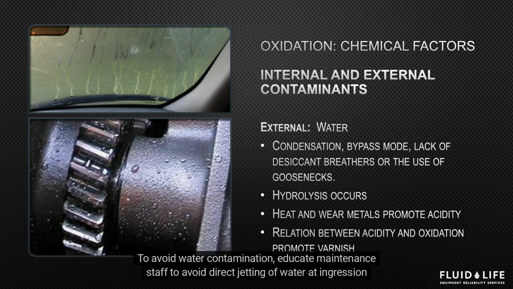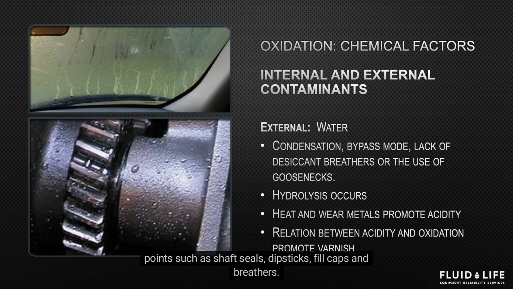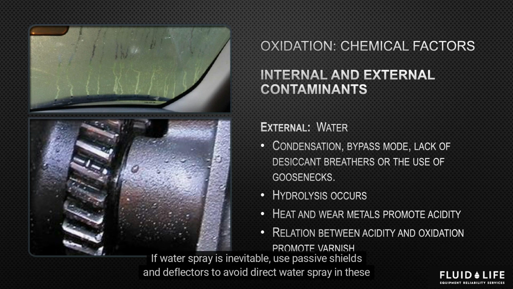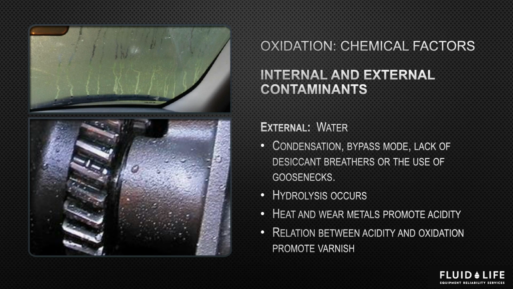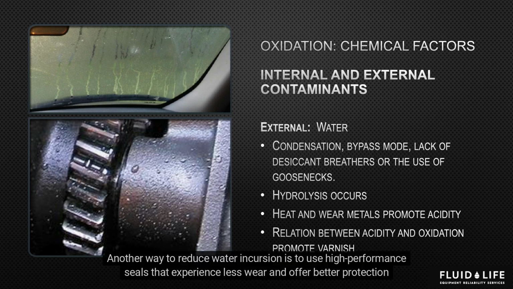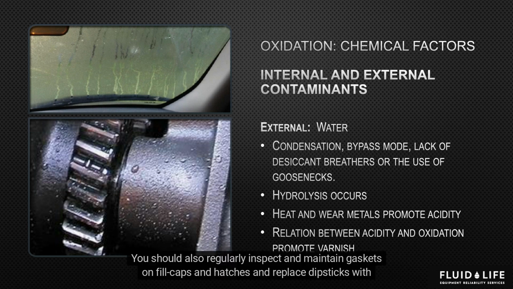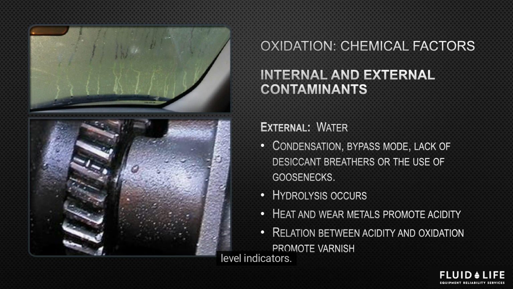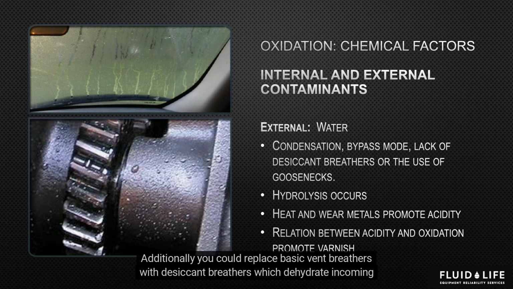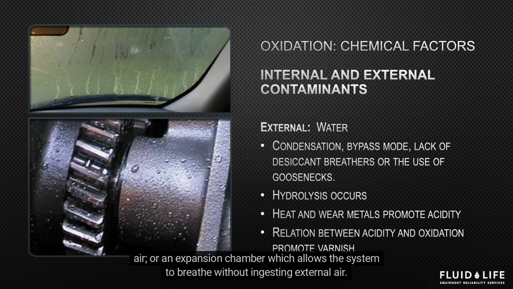To avoid water contamination, educate maintenance staff to avoid direct shedding of water at ingression points such as shaft seals, dipsticks, fill caps, and breathers. If water spray is inevitable, use passive shields and deflectors to avoid direct water spray in these areas. Another way to reduce water incursion is to use high-performance seals that experience less wear and offer better protection against contaminants. You should also regularly inspect and maintain gaskets on fill caps and hatches and replace dipsticks with level indicators. Additionally, you could replace basic vent breathers with desiccant breathers, which dehydrate incoming air, or an expansion chamber, which allows the system to breathe without ingesting external air.